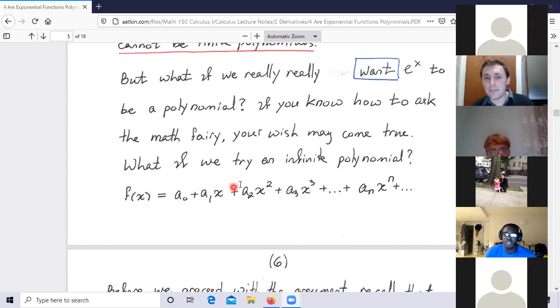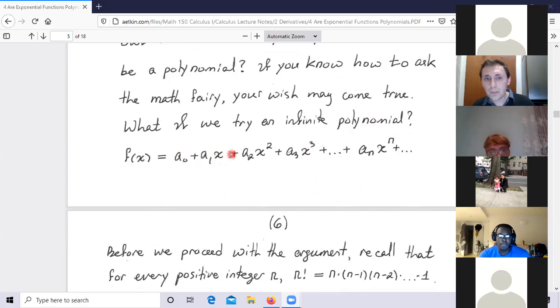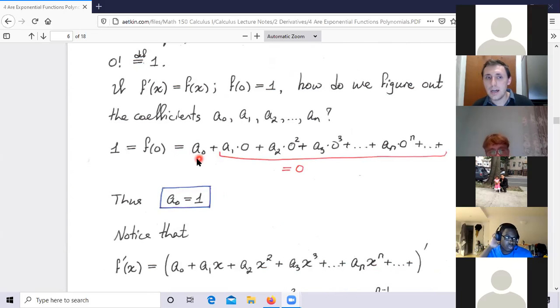What happens if I plug in 0? Look at it, what happens. If I plug in 0, everything except for the first coefficient is annihilated, and the function is equal to 1. So I know that A0, here it is, I plug 0, I get 1. Everything else is 0. So I get that A0 must equal 1.